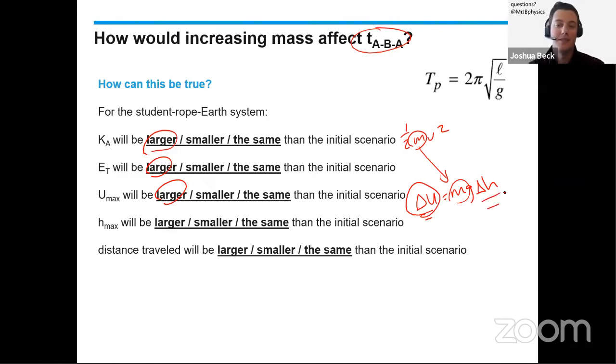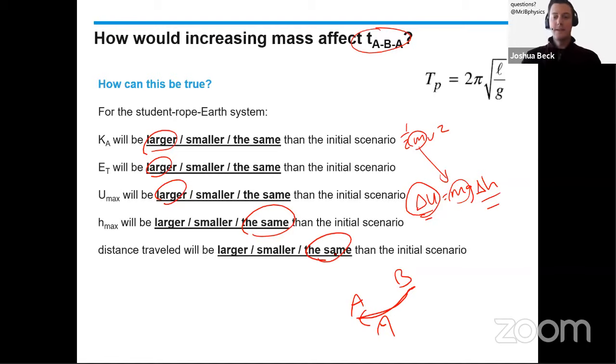This doesn't increase the height in this case. So this height will actually be the same, which means the distance traveled from A to B to A will also be the same. So you're moving at the same speeds, at various points you have the same equivalent speeds, and you're traveling the same distance, so it's the same time, even though the mass is bigger, even though there's more energy involved.